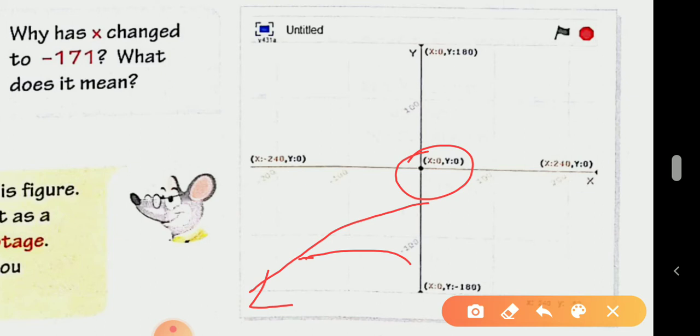So look at this picture. It is considered a Scratch stage. So this picture is your Scratch stage.